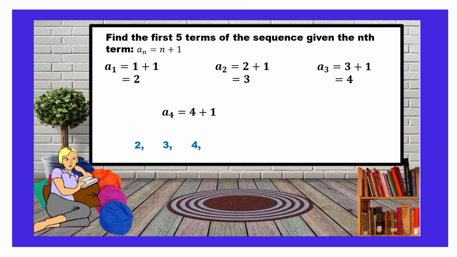If n is equal to 4, we have 4 plus 1, which is equal to 5. And that's our fourth term. And if n is equal to 5, we have 5 plus 1 equals 6. And that's our fifth term. So the sequence is now denoted as 2, 3, 4, 5, and 6.